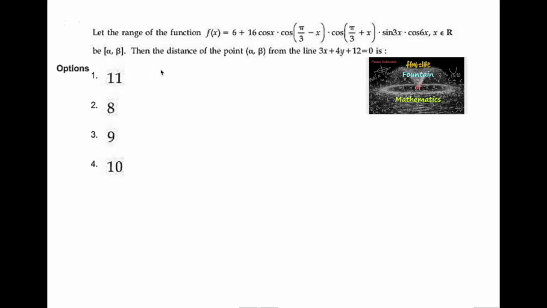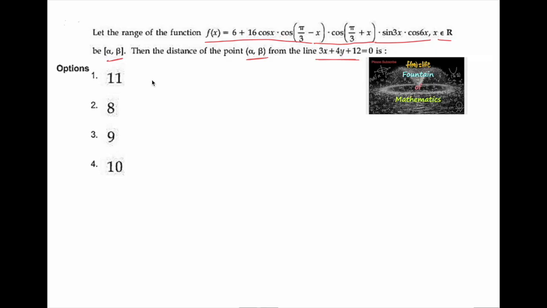Given the range of the function f of x is equal to 6 plus 16 times cos x into cos pi by 3 minus x into cos pi by 3 plus x into sin 3x into cos 6x for all real numbers be alpha comma beta, then we need to find the distance of the point alpha comma beta from the line 3x plus 4y plus 12 is equal to 0.